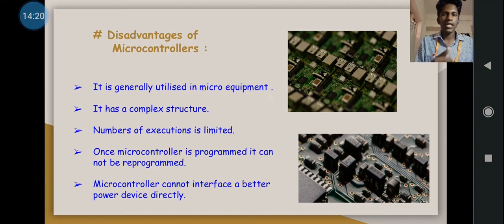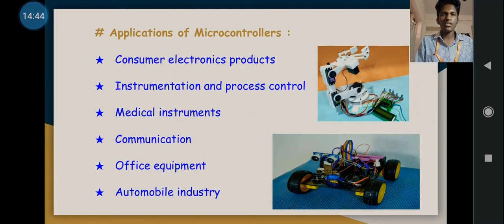A microcontroller cannot interface a higher powered device directly. If we connect a microcontroller to a power device directly, it becomes very less efficient. Some applications of microcontrollers are consumer electronic products, instrumentation and process control, medical instruments, communication, office equipment, automobile industry.